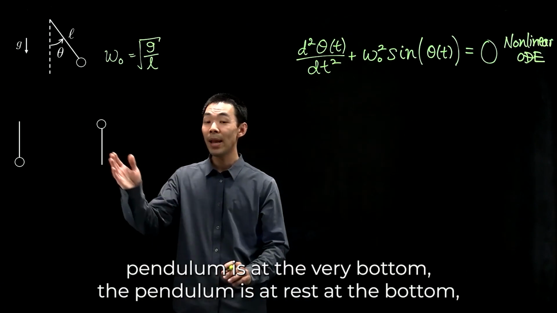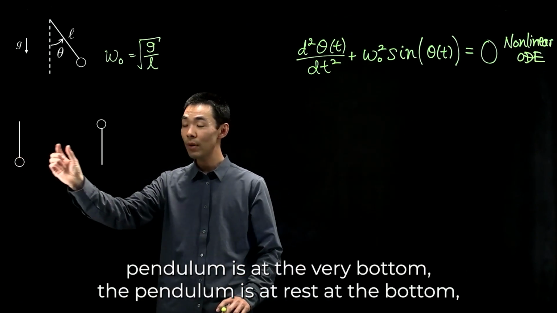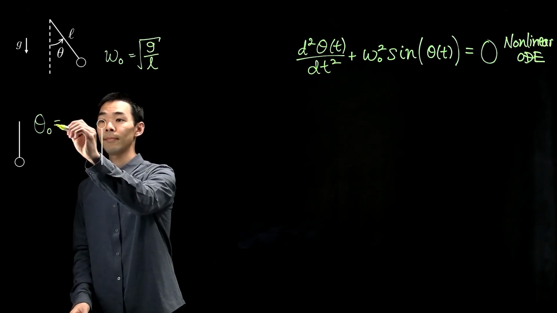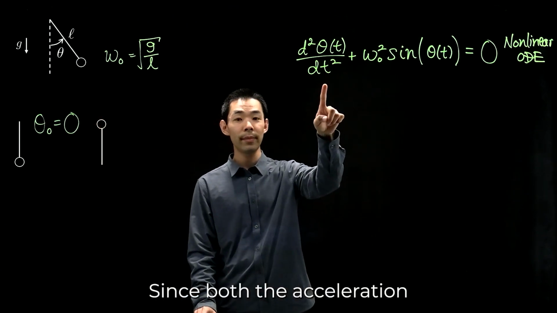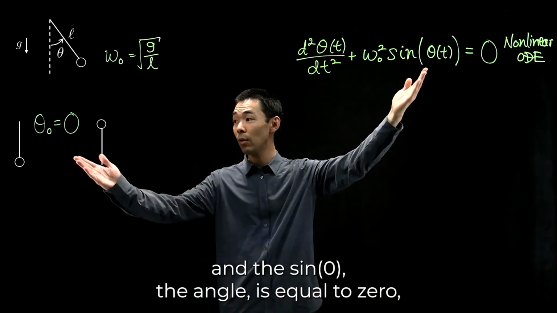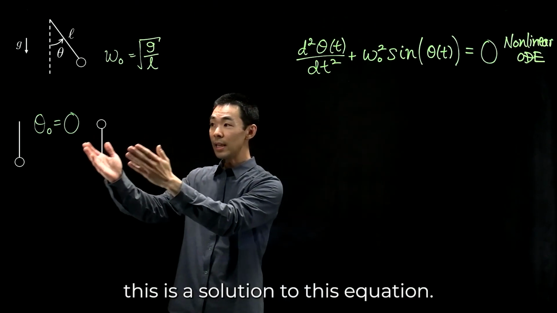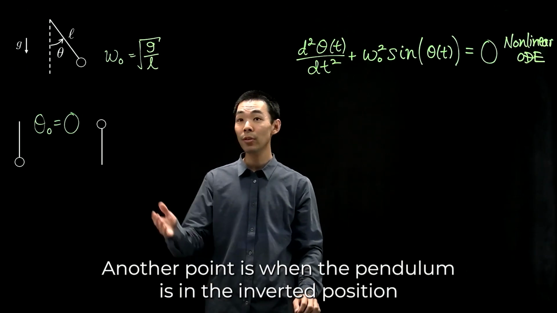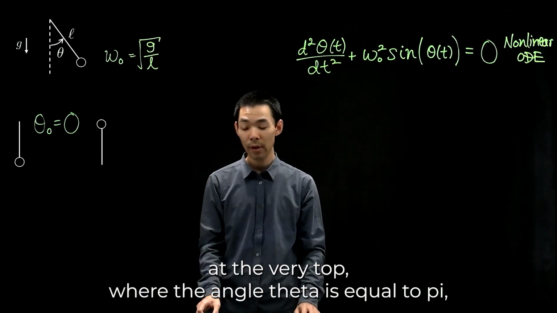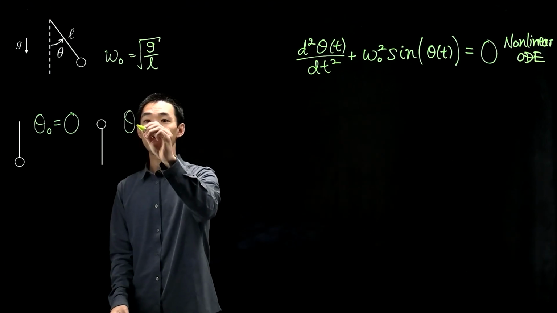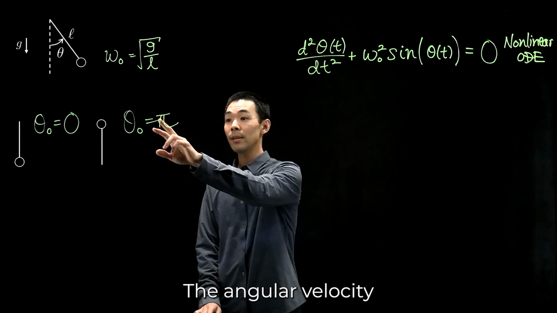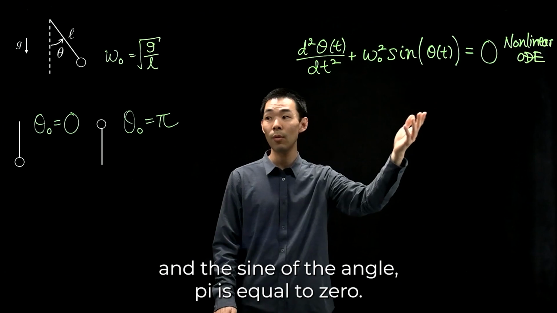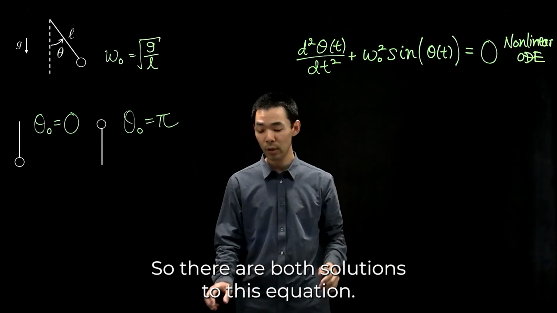For this example, when the pendulum is at the very bottom, the pendulum is at rest, so the angle theta is 0, and the angular velocity is also equal to 0. Since both the acceleration and the sine of 0 are equal to 0, this is a solution to this equation. Another point is when the pendulum is in the inverted position at the very top, where the angle theta is equal to pi. The angular velocity at this point could also be equal to 0, and the sine of the angle pi is equal to 0, so they are both solutions to this equation.